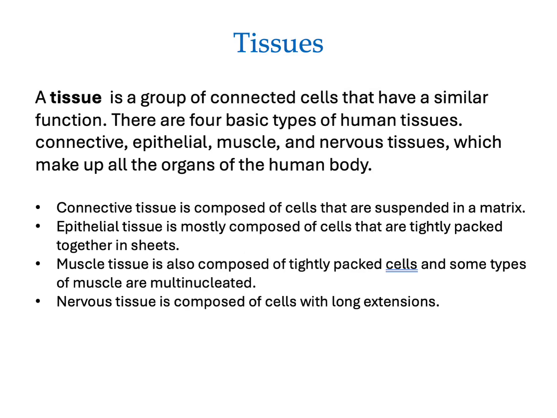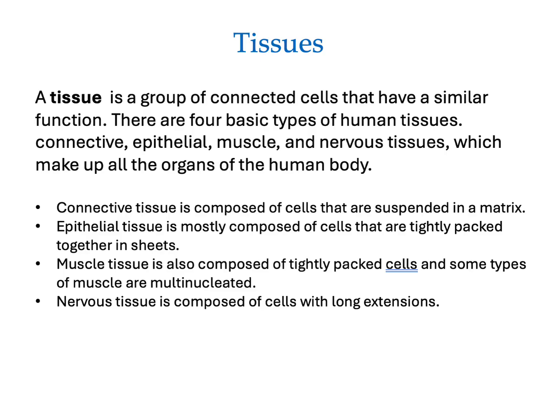Tissues. A tissue is a group of connected cells that have a similar function. There are 4 basic types of human tissues: connective, epithelial, muscle, and nervous tissues, which make up all the organs of the human body. In other words, all 4 of these basic types make up all the organs of the human body.